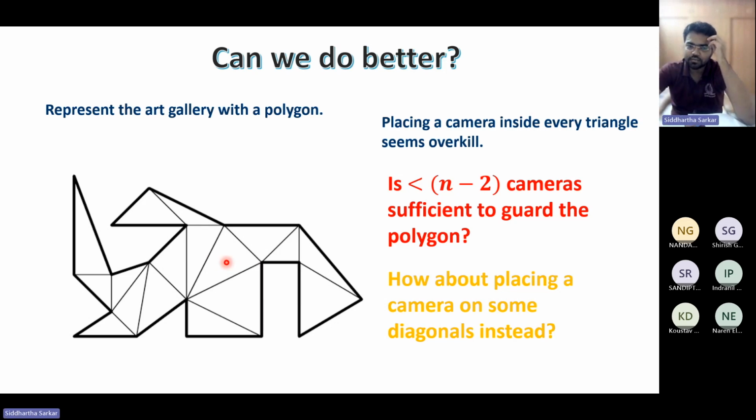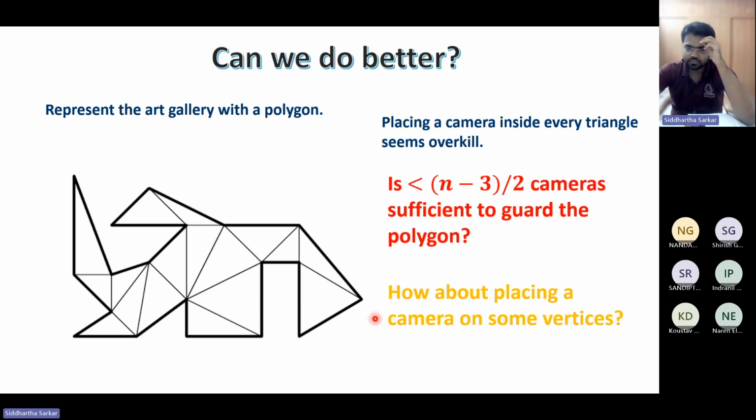So it means that I can put one camera for every two triangles. Okay. So there are n minus 2 triangles, and I can put one camera for two triangles. So how many cameras are required? Oh, I have written n minus 8, should be n minus 2. Just a second.